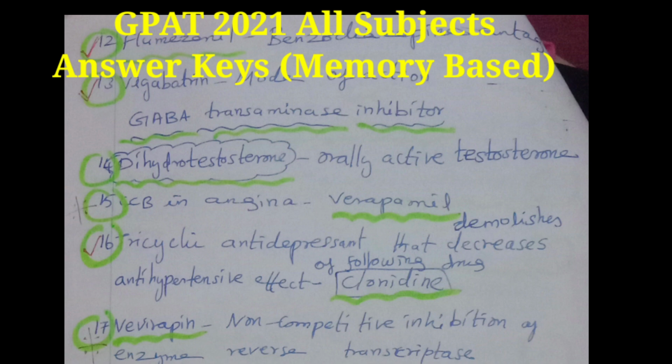Then dihydrotestosterone, it is the orally active testosterone. Then CCB in angina, the drug of choice is verapamil. Then tricyclic antidepressant decreases the antihypertensive effect of the following drug. The correct answer is clonidine. Then nevirapine is a non-competitive inhibitor of the enzyme reverse transcriptase.